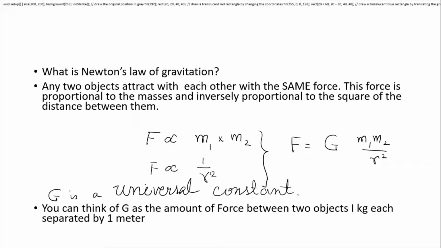You can think of G as the amount of force between two objects of 1 kilogram each, separated by 1 meter. You can just plug in m1 equal to m2 equal to 1 kg and r equal to 1 meter, and you will see that the force is the value of G.